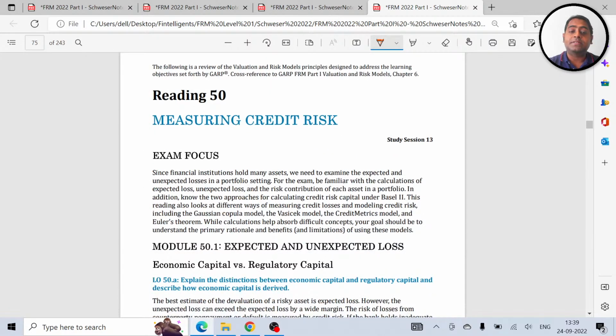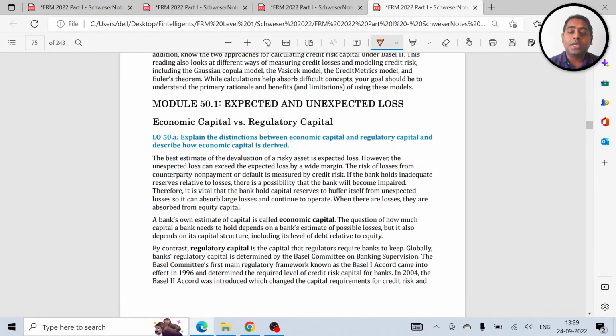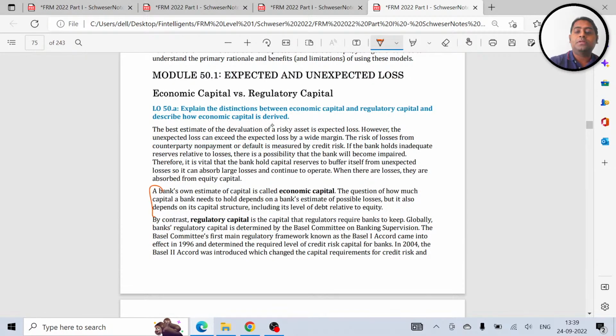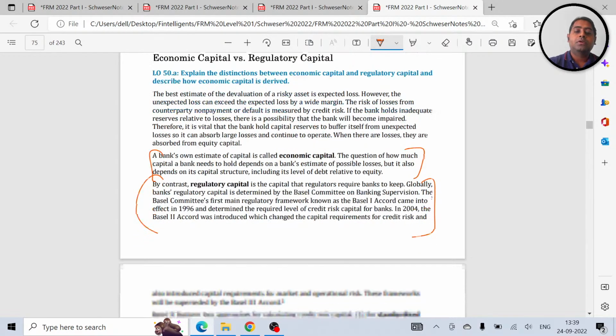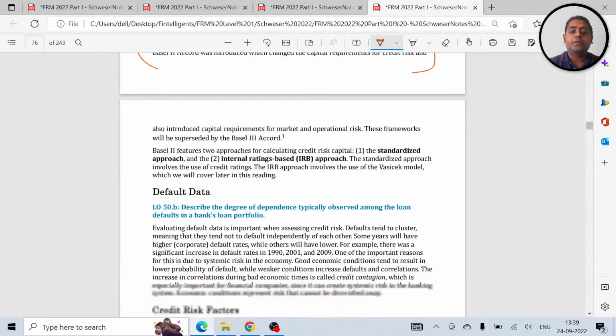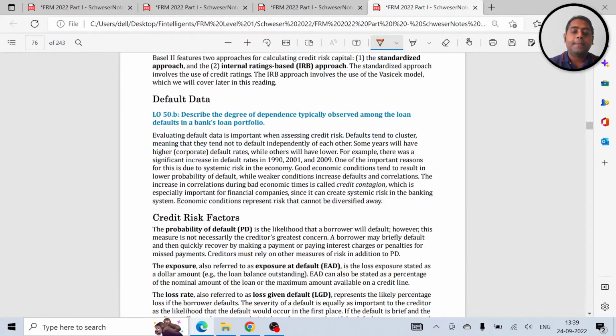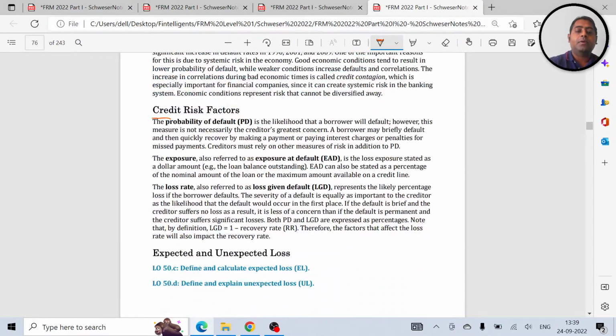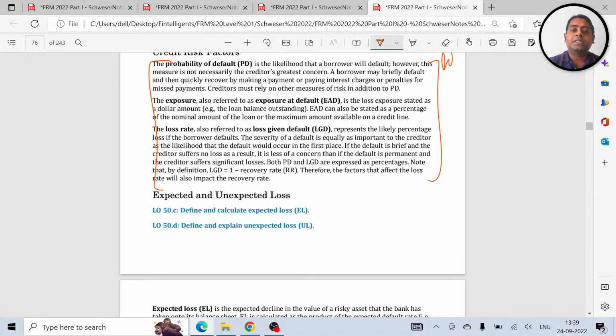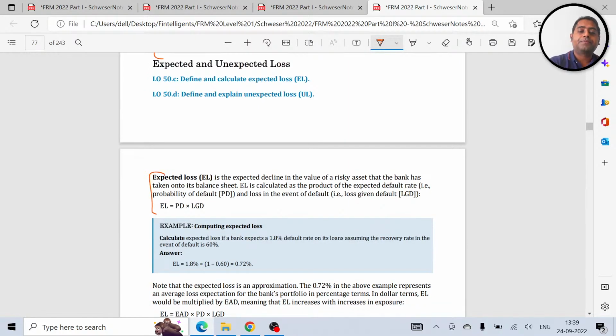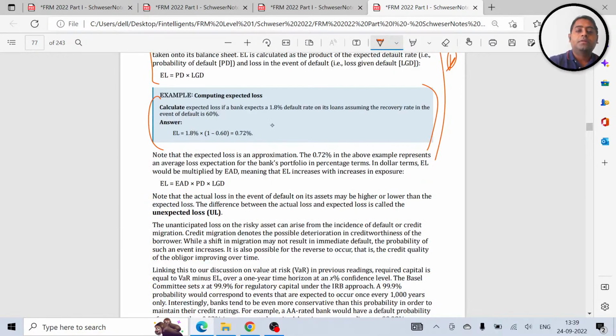Measuring credit risk. Okay, over here you can expect questions in theory and calculation also. Regulatory capital part default is okay. PD, all of this is important. PD, LGD, and exposure at default. The formula is important. This entire section is important.